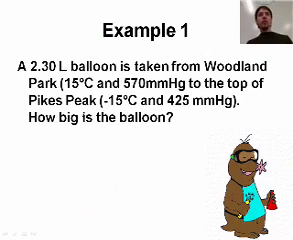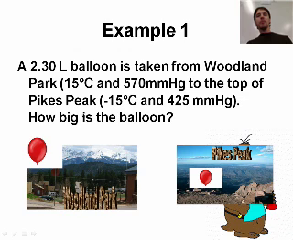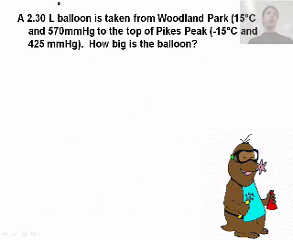Alright, so first we have a 2.3 liter balloon. It's taken from Woodland Park at some conditions, and it's brought to the top of Pikes Peak at some different conditions. Let's go through and identify what we know and what we're going to look for. Here we have a 2.3 liter balloon. That's a volume. That's a V1.